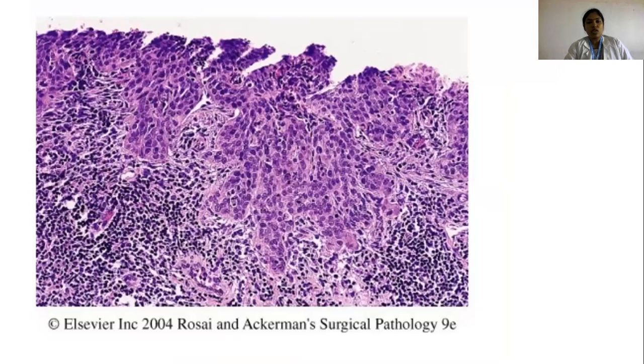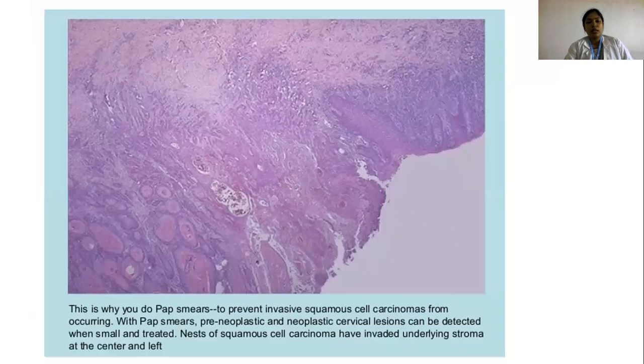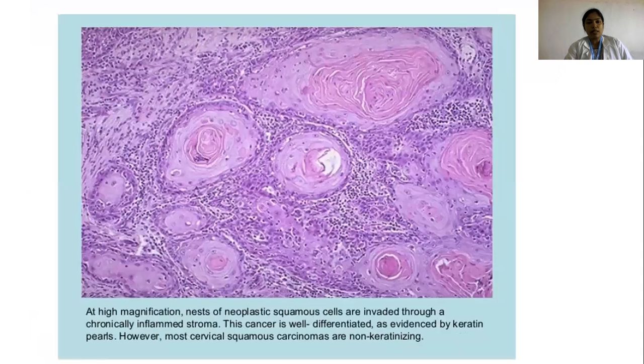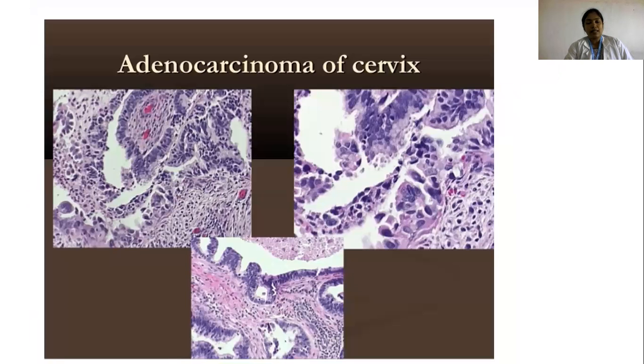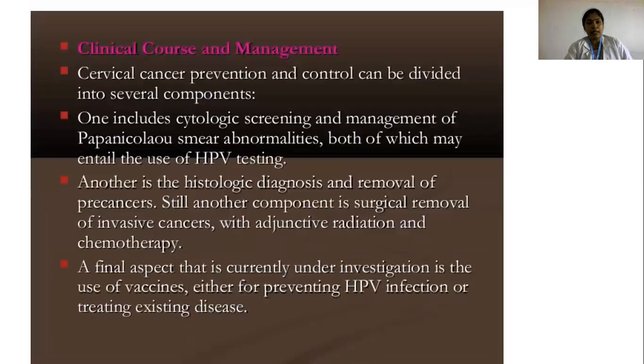This is the histopathological picture of CA cervix, where you can see nests of squamous cells which breach down the basement membrane into the underlying stroma. Another picture, you can see the squamous cells, squamous pearls. And the next variety is adenocarcinoma of the cervix, where you can see the cells are arranged in a glandular pattern. It arises from the columnar epithelium of the endocervix. This is a glandular pattern.